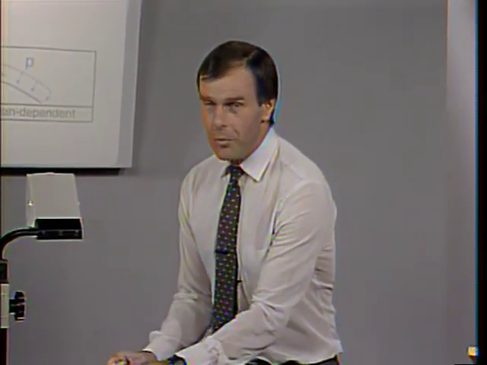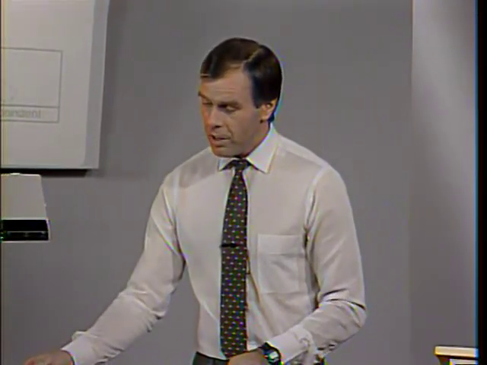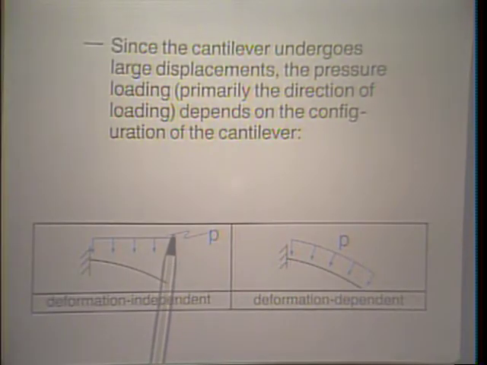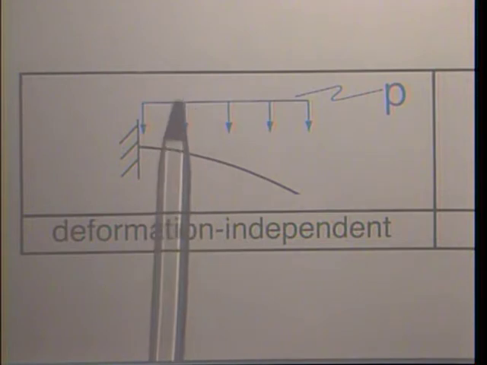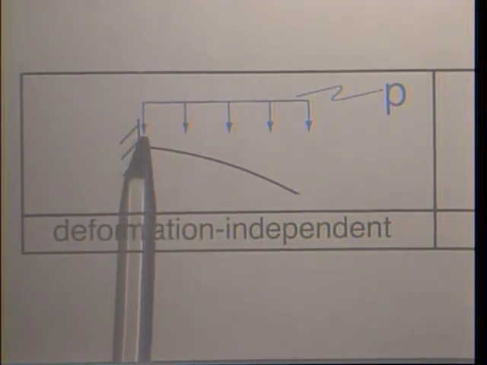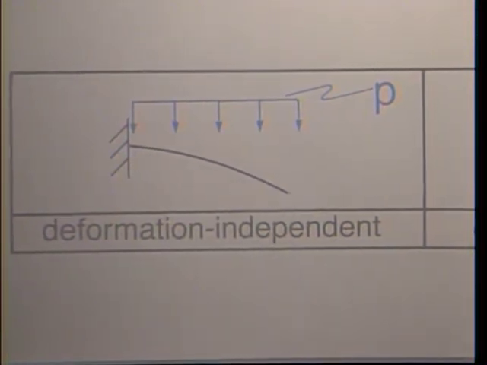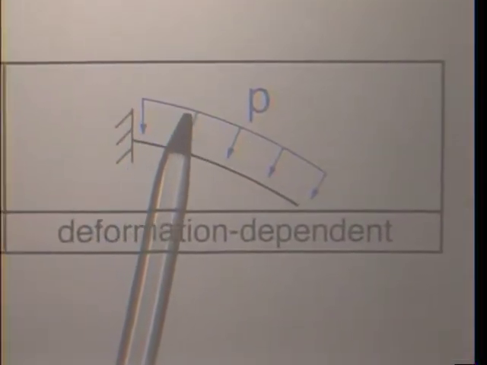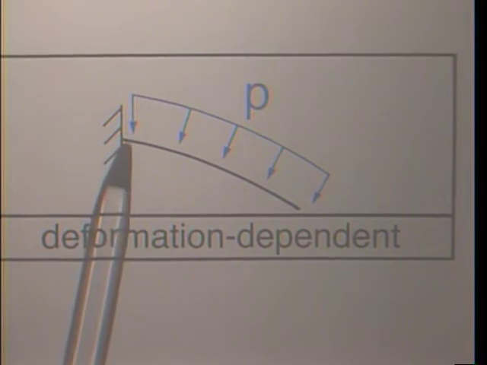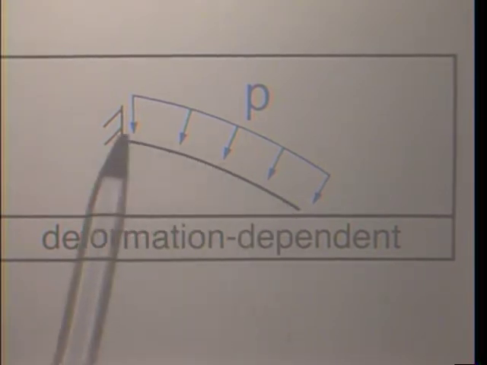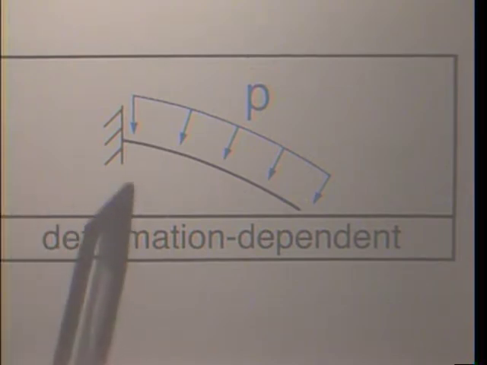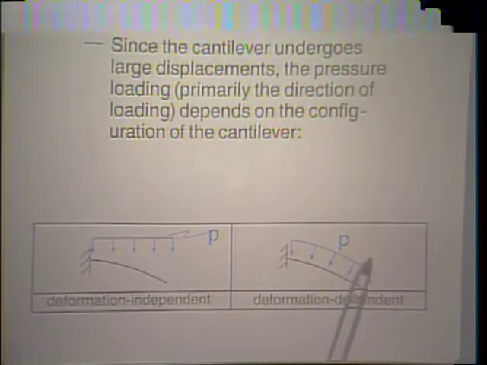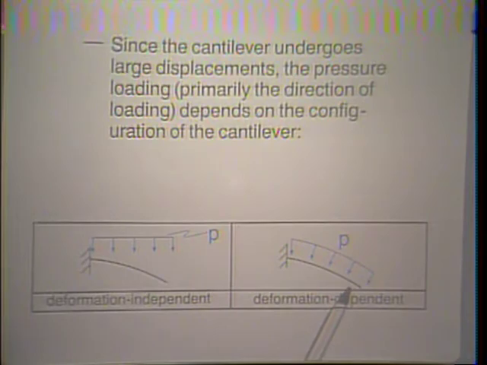The interesting point here is to perform the analysis once with the deformation-independent loading, P being vertical and remaining vertical throughout the whole analysis, and once with the deformation-dependent loading assumption in which the pressure loading remains perpendicular to the mid-surface of the cantilever. I think you can appreciate that if you have this situation, the deformations will be larger.